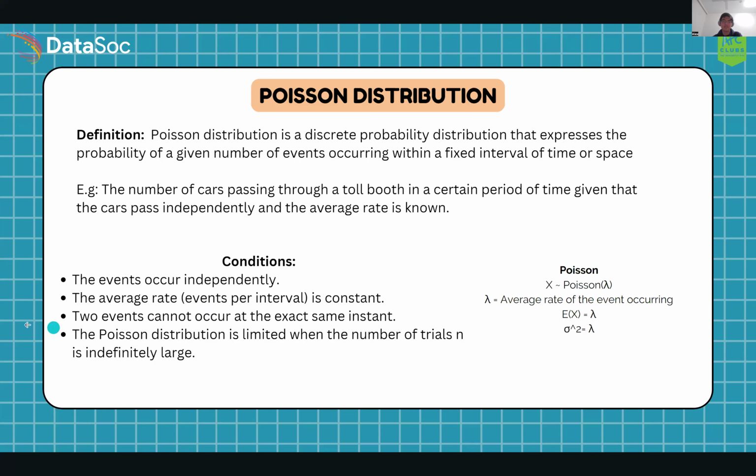And then two events cannot occur at the same instant. So it cannot be going through a toll booth and not going through a toll booth at the same time. And the Poisson distribution is a limit when the number of trials n is indefinitely large. This is important for when you're converting between, let's say, a binomial distribution to a Poisson distribution.